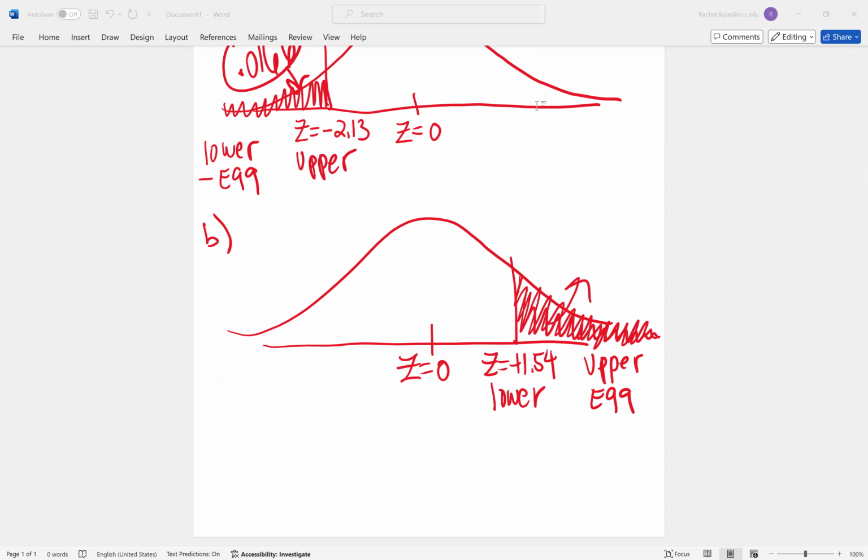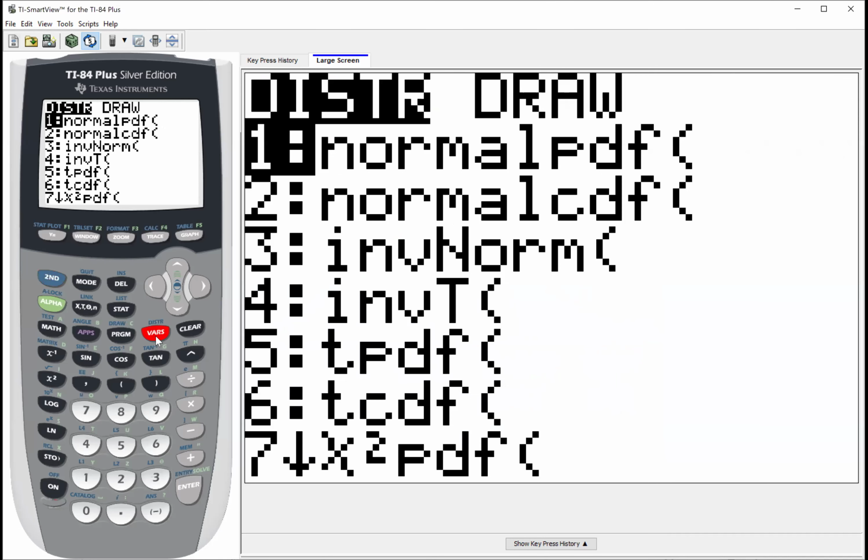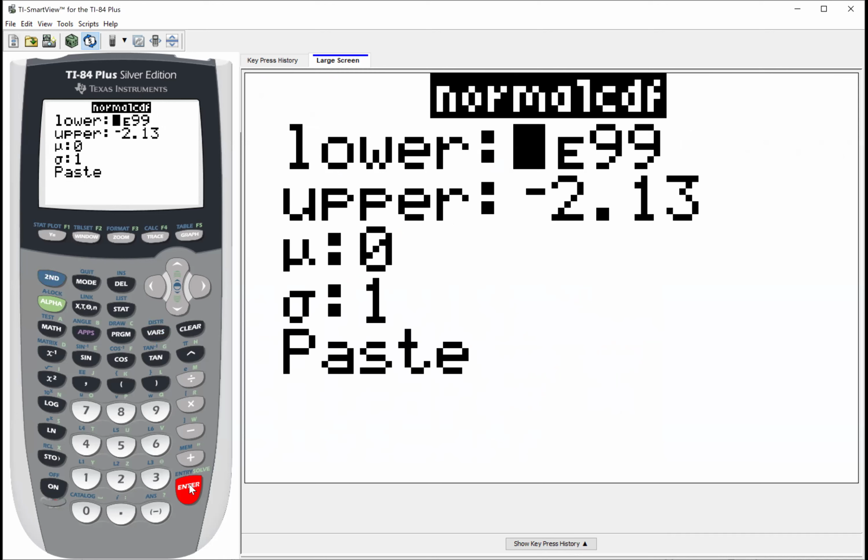So let's go to the calculator. Second, the VARS key. Option 2 is normal CDF. Now my lower bound, the shading started at 1.54. The upper bound, there really is none, right? Because that shading continues indefinitely to the right. So we're going to do positive E99.